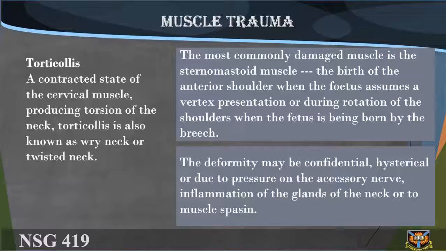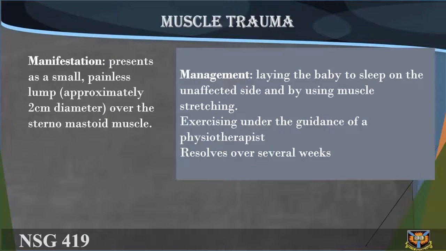The deformity may be congenital, hysterical, or due to pressure on the accessory nerve, inflammation of the glands of the neck, or to muscle spasm. Manifestation: it presents as a small lump approximately 2 cm in diameter over the sternocleidomastoid muscle on the affected side of the neck. The lump consists of blood and fibrous tissue and appears to be painless for the baby.